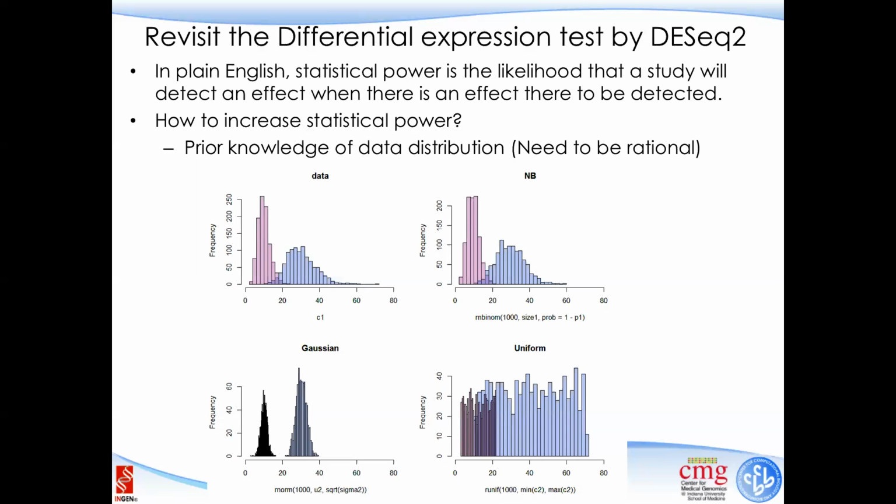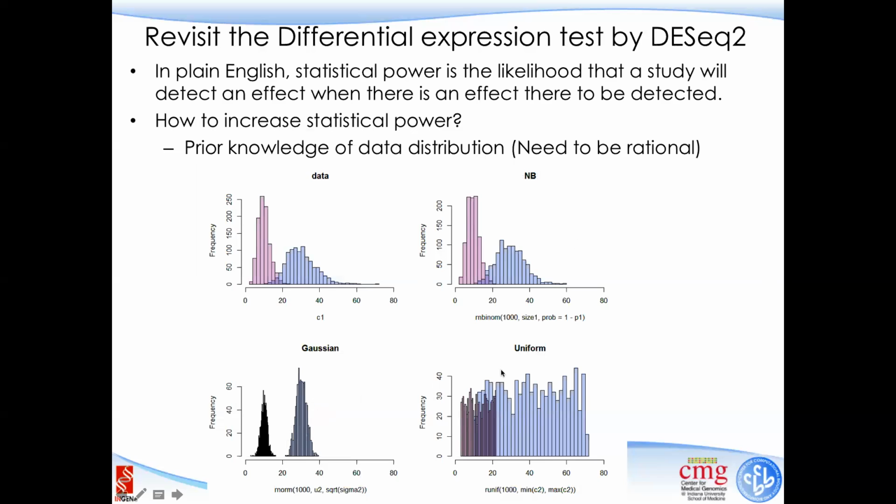So with this figure, I just want you to keep in mind that we may use prior knowledge of the data distribution to increase the statistical power. But if the prior distribution is wrongly assumed, it will cause some problems. Definitely for this case, it will cause false discoveries.